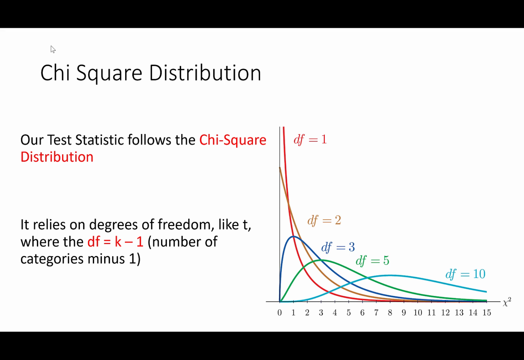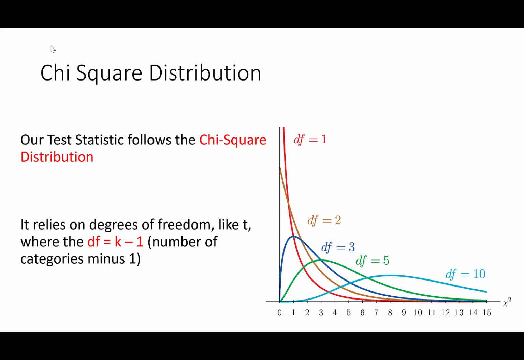of your distribution. For a chi-square distribution, it has degrees of freedom just like t, but in this case, instead of the number of observations minus 1, we look at the number of categories minus 1. That's going to determine the number of degrees of freedom that we have. How many categories are we estimating?